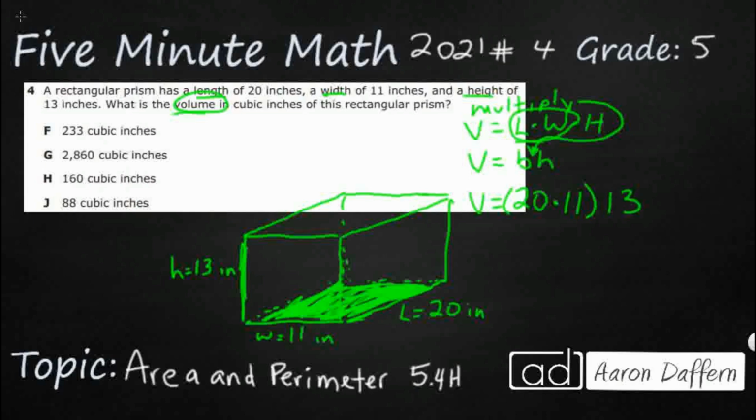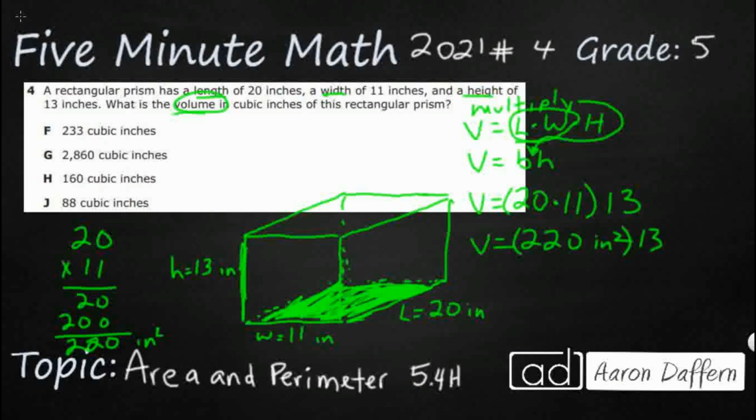So let's figure out 20 times 11. So 20 times 11, that's going to be 20 and another 20, multiplying by 1 is super easy. So I've got 220. Right now we're at inches squared, or square inches. So let's see what that is. I've got 220 inches squared. And then I've still got to multiply that by my height of 13 inches. So that's going to be a little bit bigger.